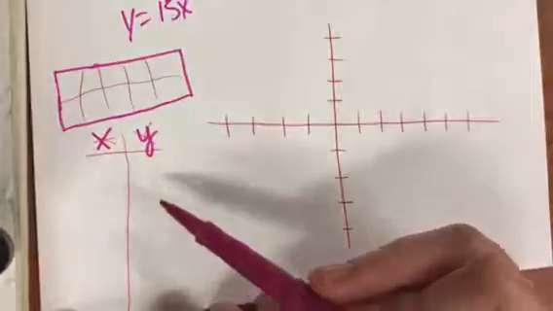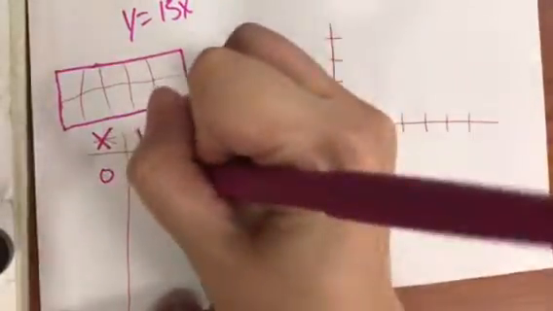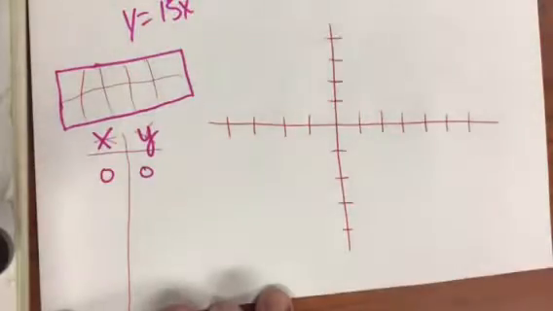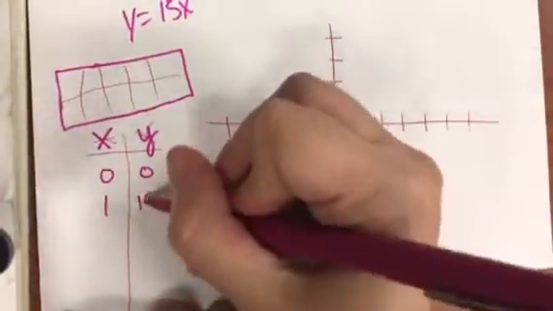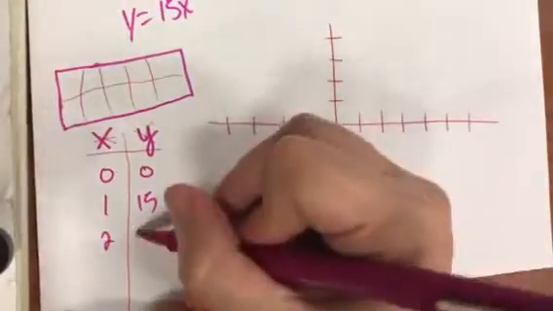Okay. Exactly. So let's do X. When X equals 0, what's Y? 0, 15 times 0 is 0. So that means it's a proportional relationship. How about when X is 1? 15. 1 times 15. X is 2, 2 times 15, 30.